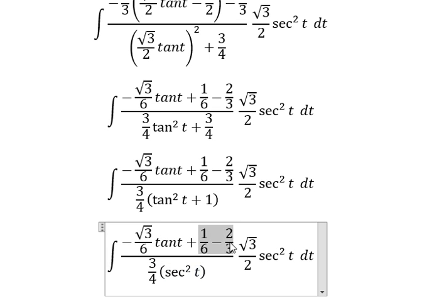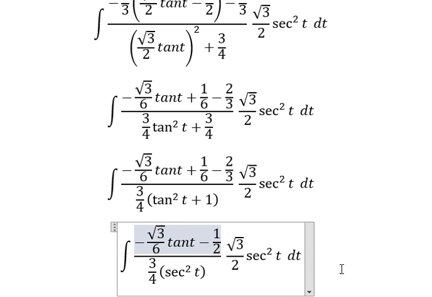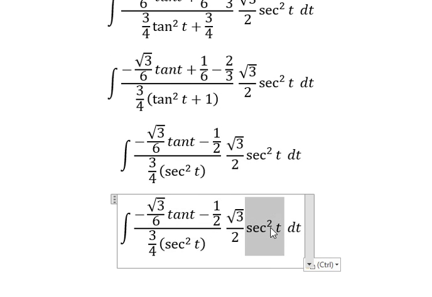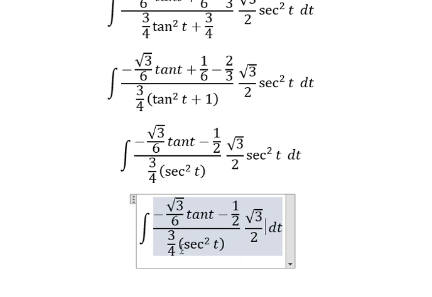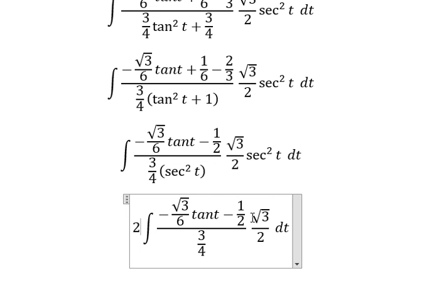This one we have negative 1 over 2. So secant of t squared we simplify. This one divided by this one, we have number 2 with the square root of number 3 over number 3.